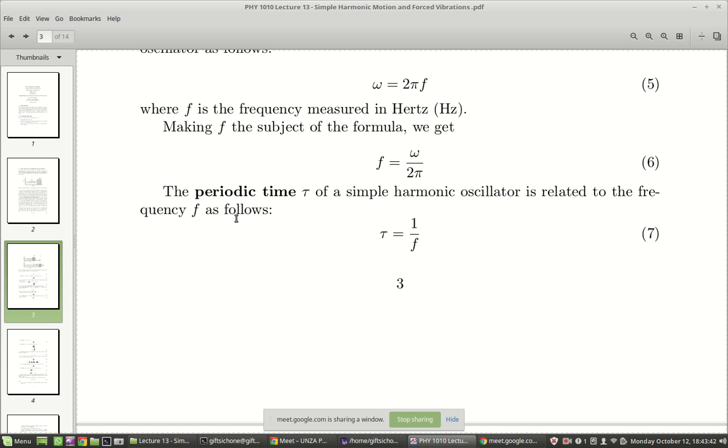Okay, there. Equation number 7: tau, the period, is equal to 1 over f. So if we ask you to find the period, meaning the time it takes for you to do one complete oscillation or vibration, basically you can find that tau is equal to 1 over f, which is that.